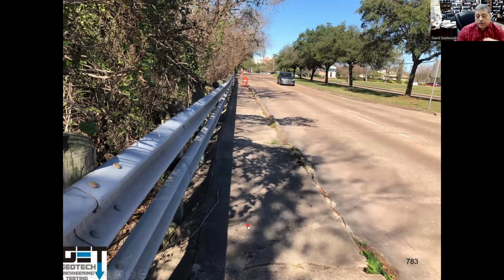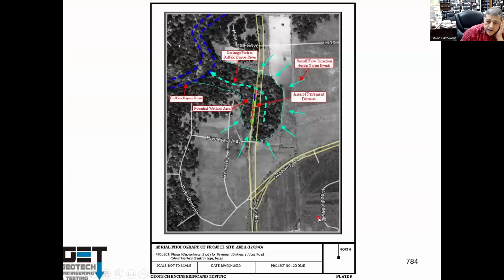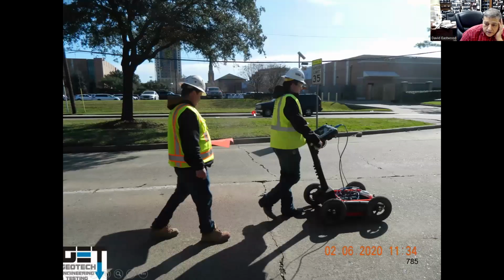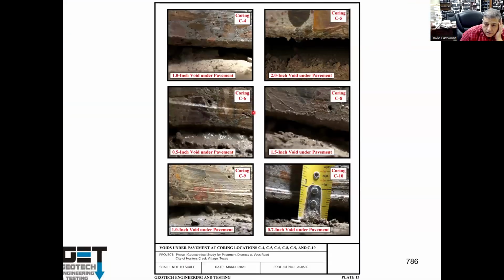Geoforensic of Voss Road. If you go to Voss Road, you see voids under the slab, under the paving. They fixed it though, by the way. Voss Road was built on top of a ravine here, part of the Buffalo Bayou system. They put Voss Road on top of it. The area settled after they built it. We did GPR on it, and we find all these voids under the concrete paving.